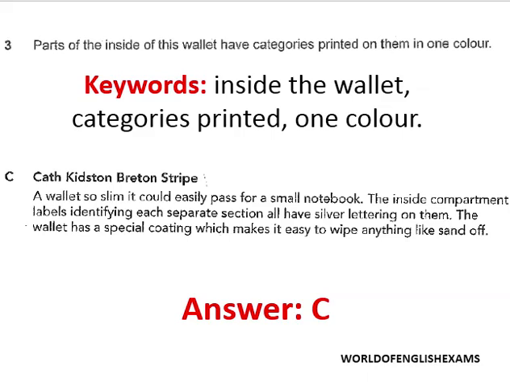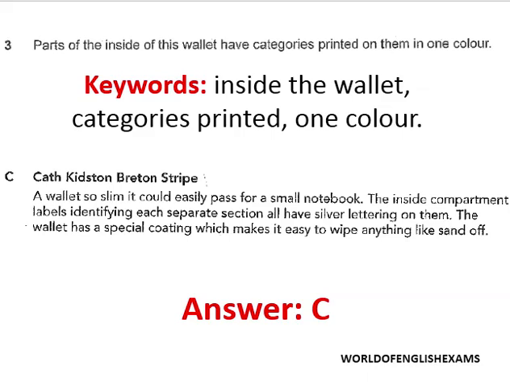Let's read this paragraph. A wallet so slim it could easily pass for a small notebook. So they are only telling that the wallet is very slim, that people can mistake it as a notebook. Is it giving us the answer? Did you find any color, or did you have any categories? No. Let's continue. The inside compartment.